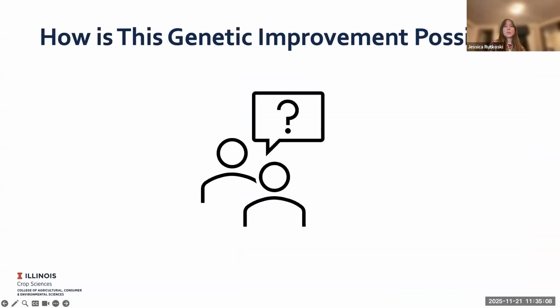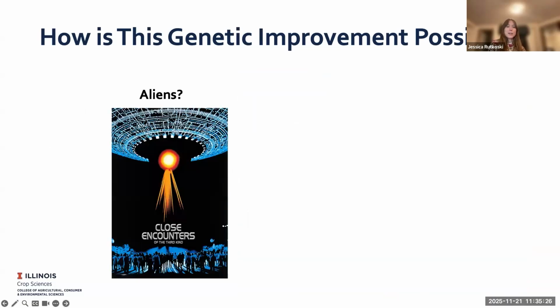Now, the question is, how is all this genetic improvement possible? It seems almost miraculous or just amazing, right? If you ask any person off the street, or say your family members during Thanksgiving, I know if I were to ask my dad, for instance, he'd probably say, oh, that has to be aliens, right? There's no way. How did this happen in 10,000 years?